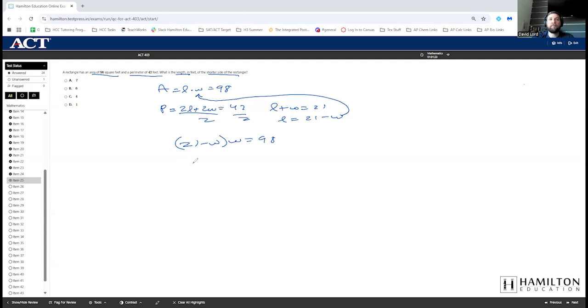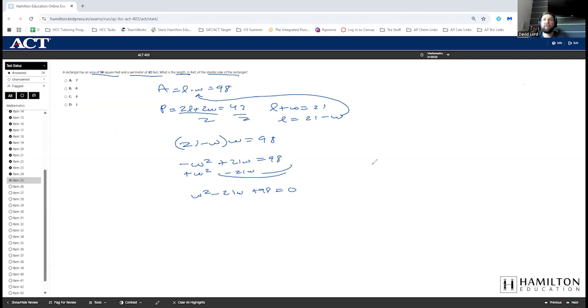So let's multiply this out. And then we always want to set it equal to 0. And then I like to make the quadratic positive. So in this case, I'm going to add the W squared to the other side and subtract the 21W. So that way I get W squared minus 21W plus 98 is equal to 0.